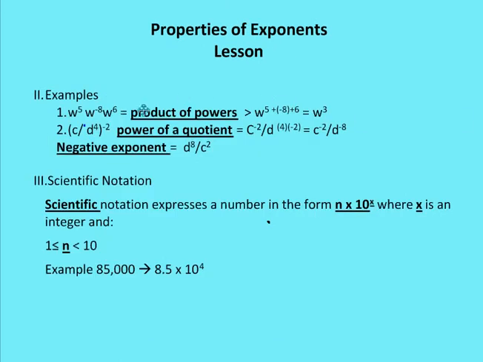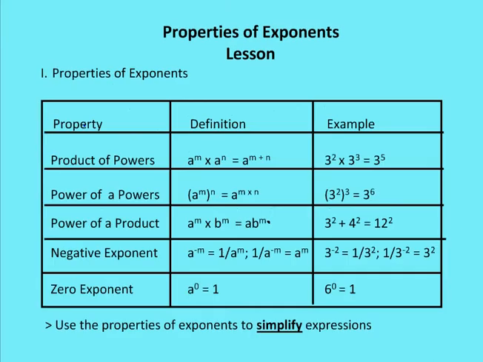Okay, so let's go through some examples. If I have w to the 5th times w to the negative 8th times w to the 6th, I'm going to use the product of the powers. So let's go back to our properties, and you want to keep these handy. That's why we're taking notes. The product of the powers says the same base to some power times the same base to some power is equal to that base to the power of m plus n, or the two powers added together.